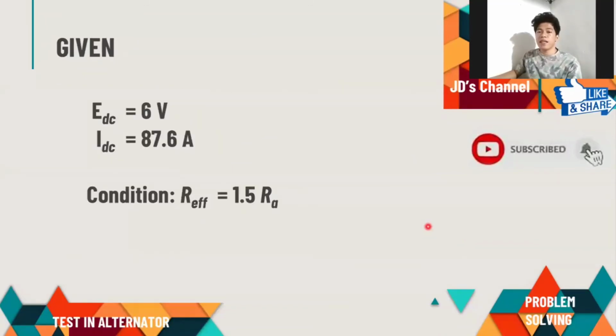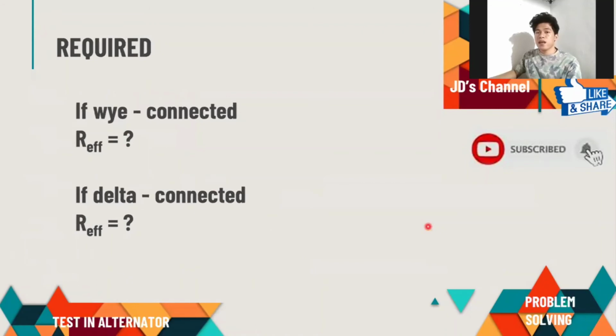For the given, we have the EDC that is 6 volts, IDC that is 87.6 ampere, and the condition for our effective resistance that is 1.5 of our RA, or the ohmic resistance, required. Since it was not mentioned if it is Y connected or delta connected, we will get the two: if it is in Y and if it is in delta.